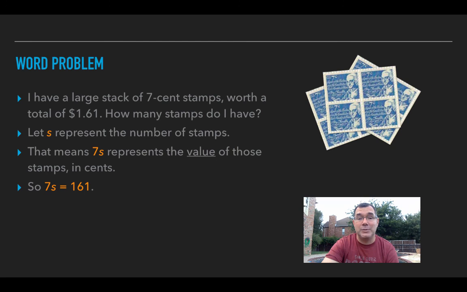Okay, and since s is being multiplied by 7, then I need to divide both sides by 7. Okay, that means that s will equal 23. 161 divided by 7 is 23. So that means I have 23 stamps. So that is one-step equations in a nutshell.